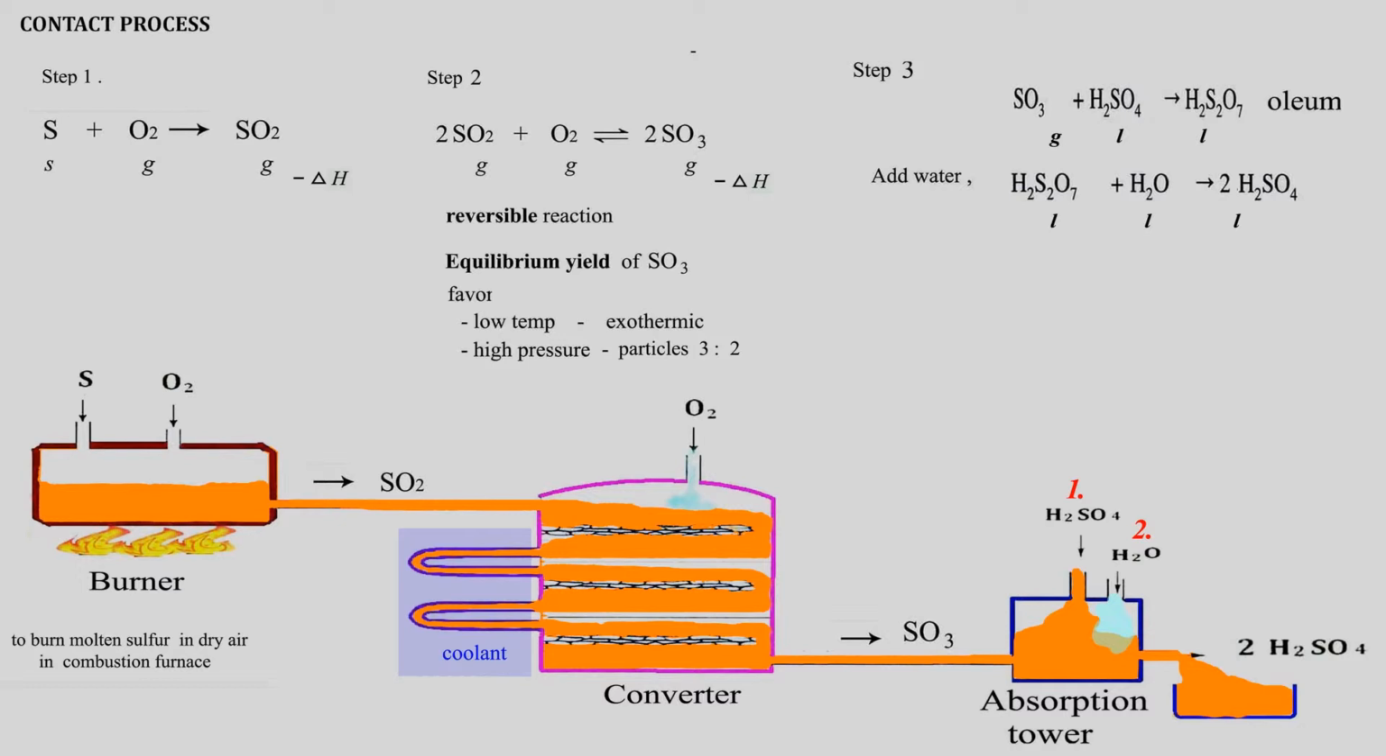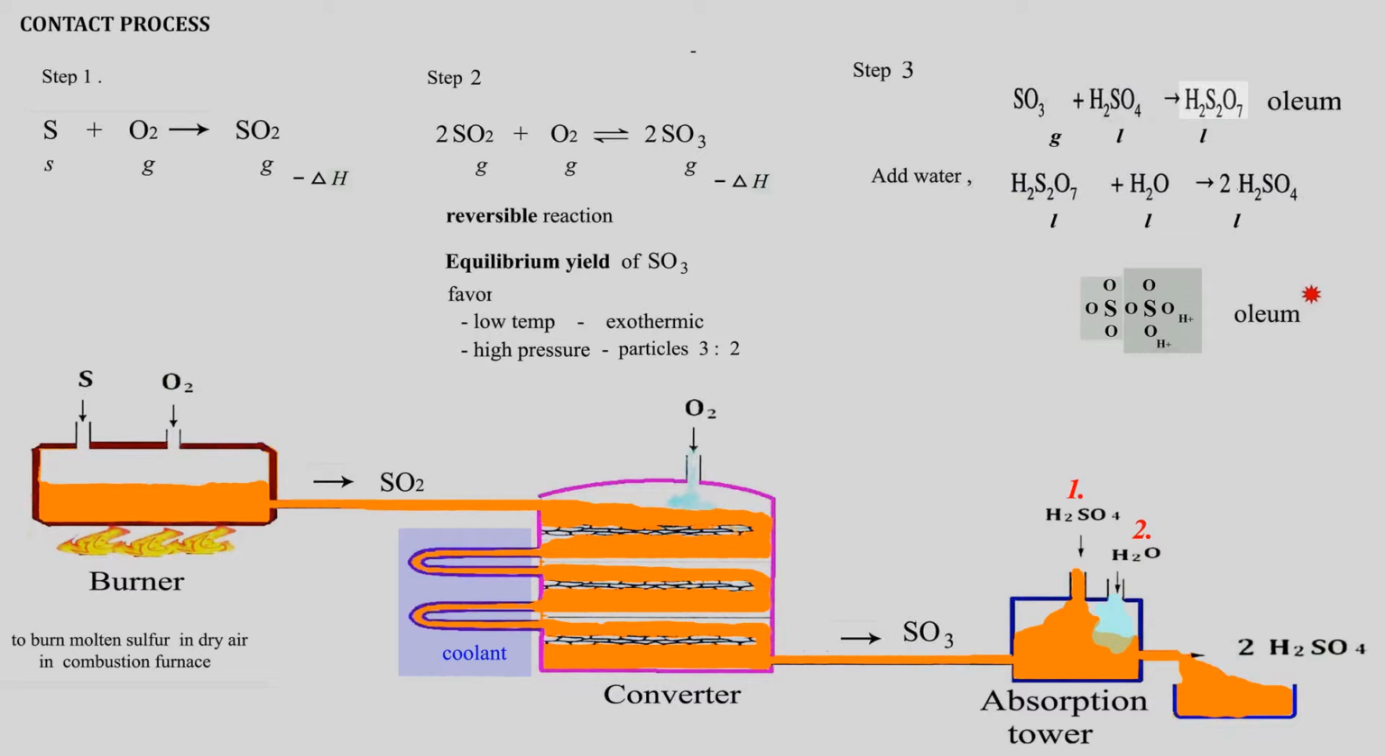Now look at the molecular level. Sulfur trioxide adds to sulfuric acid. This forms oleum, which is a liquid. Students may ask, how can I remember this formula? Sulfur trioxide plus sulfuric acid. That is the formula.